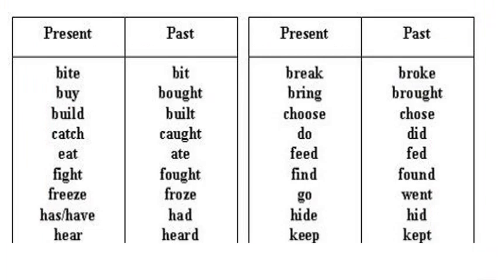Let's read these irregular verbs present and past form, and you will identify that present form has different spellings and the past form has different spellings. Bite becomes bit, buy becomes bought, build, built, catch, caught, eat, ate, fight, fought, freeze, froze, has, have, had, hear, heard, break, broke, bring, brought, choose, chose, do, did, feed, fed, find, found, go, went, hide, hid, keep, kept. These all are irregular verbs as they change their forms in past and past participle forms.